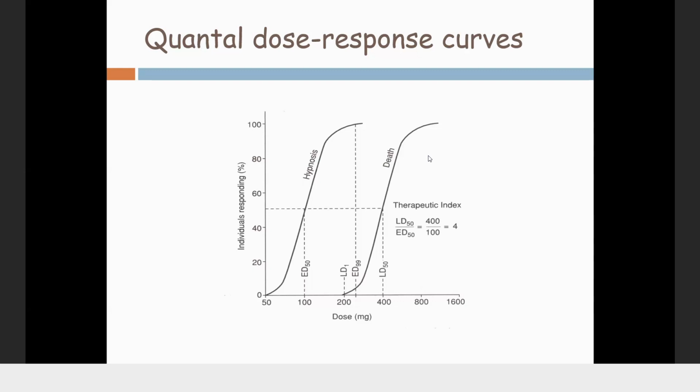So we'll continue with the lecture from Tuesday. We'll look at the quantile dose response curve. Just to recap, there are two: the graded dose response curve and the quantile dose response curve.